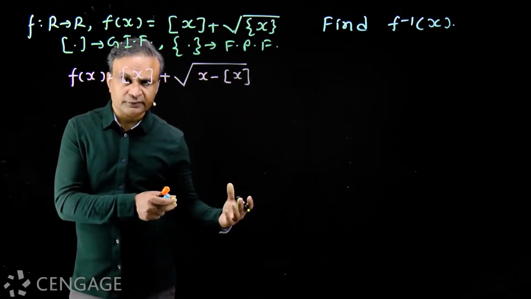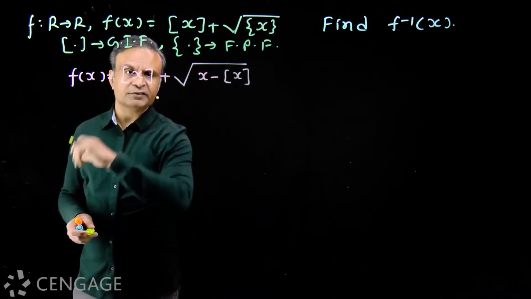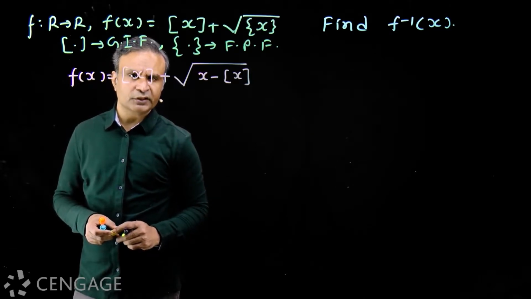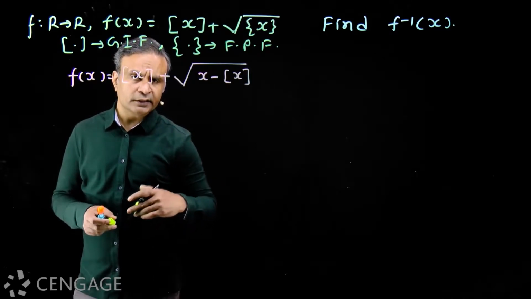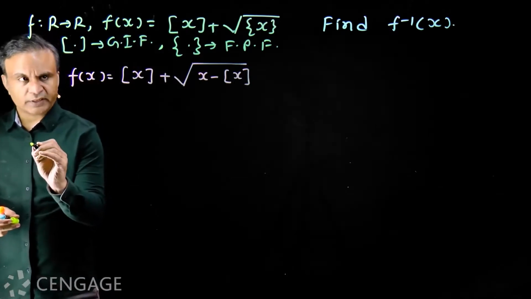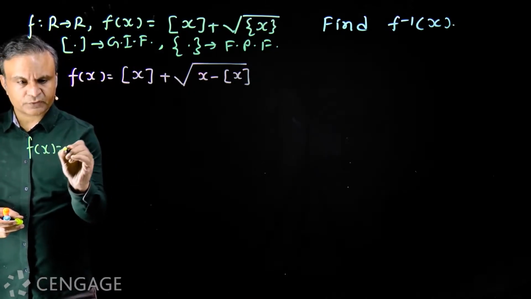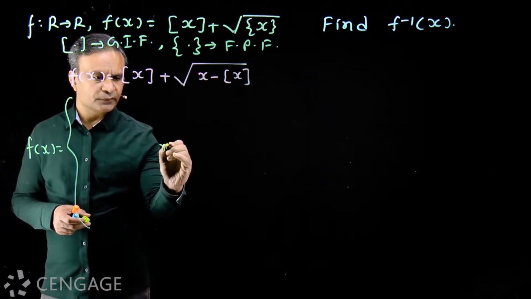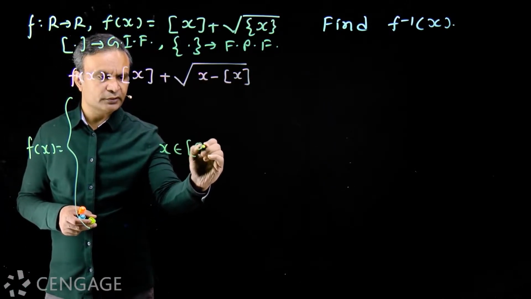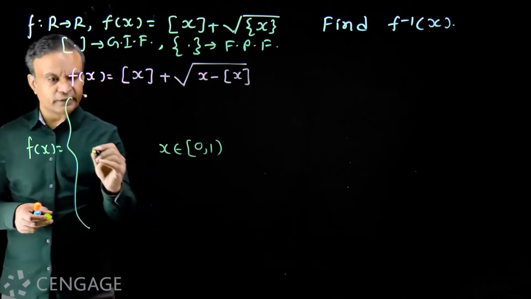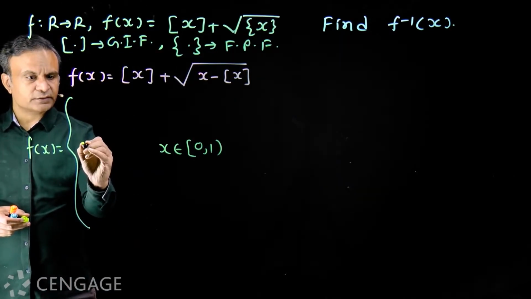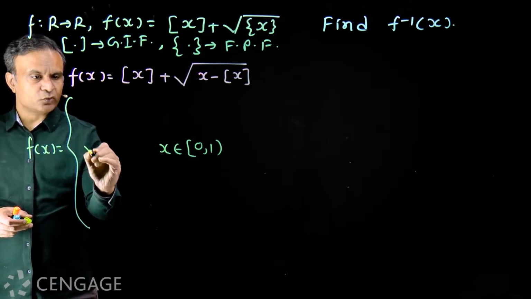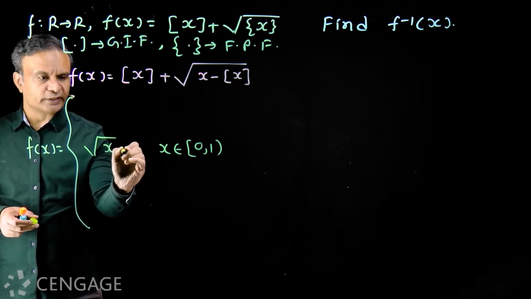Now we consider some intervals and write some branches of function f(x) interval-wise. We have f(x) is equal to, if we consider x belongs to closed interval 0 to 1, then we will have f(x) is equal to 0 plus root x.